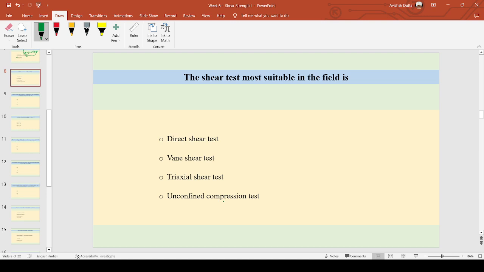We have a numerical with respect to that later, and an equation has been formed with respect to the torque of the rotating vane and the shear strength of the soil. In that way, in the field, in situ conditions, we can find out the shear strength of the soil using the vane shear test. I hope it was clear. Okay, I'll go to the next question now.